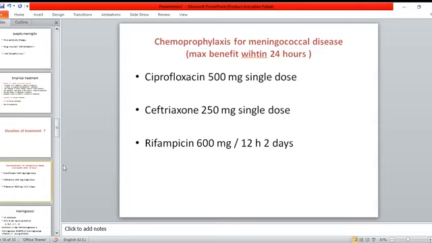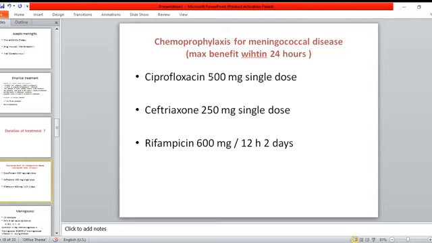So avoid ciprofloxacin below 18 years old. Avoid rifampicin if the patient is pregnant. So you may give ceftriaxone. Of course, if a pregnant lady developed meningitis, you will never give ciprofloxacin and you will never give rifampicin. You will give here only ceftriaxone.